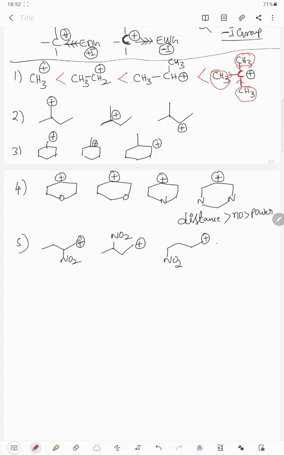I already told you the stability of carbocation is directly proportional to the plus I group. Now come here. Here only 2 plus I groups are present. Here only 1 plus I group is present. Here there is no plus I group. All are hydrogens. So I hope you understood.